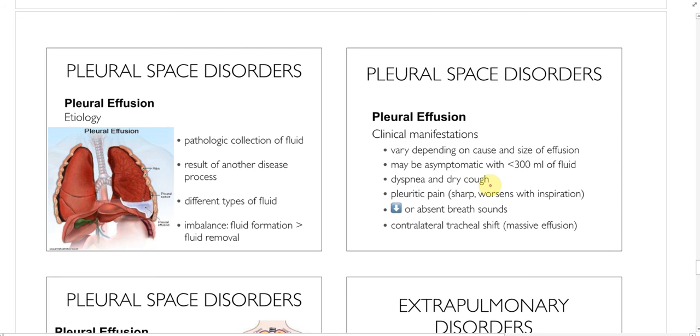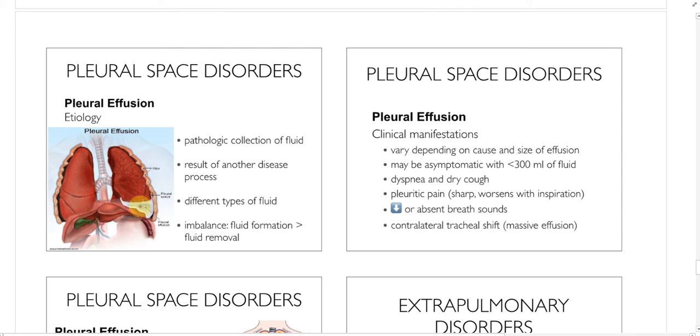They could have dyspnea and dry cough. Pleuritic pain, so if they have pleuritis or some kind of inflammation between the two layers along with fluid, or the fluid causes inflammation, then they may have that sharp pain that worsens with inspiration. And they may have decreased or absent breath sounds, because if this fills up all the way, then the lung will be collapsing from this extra pressure.